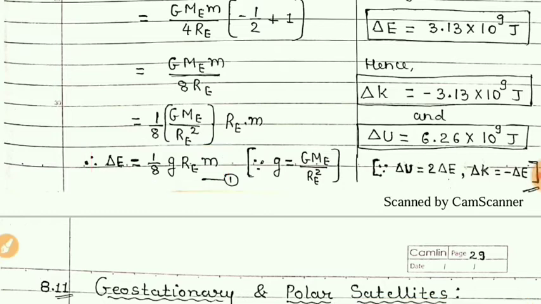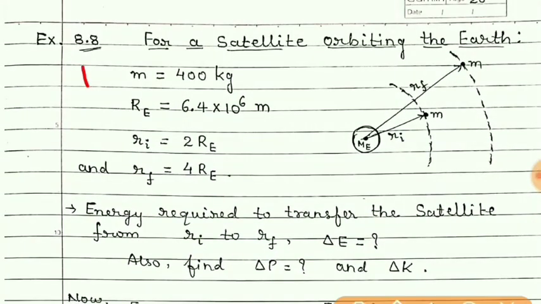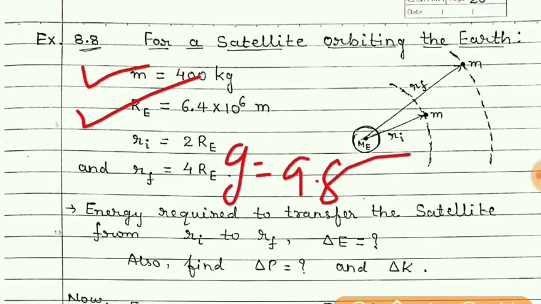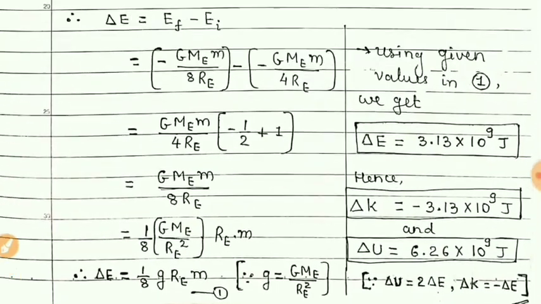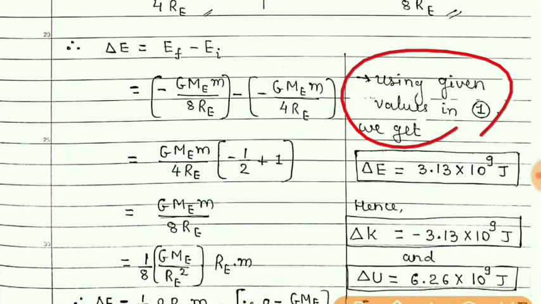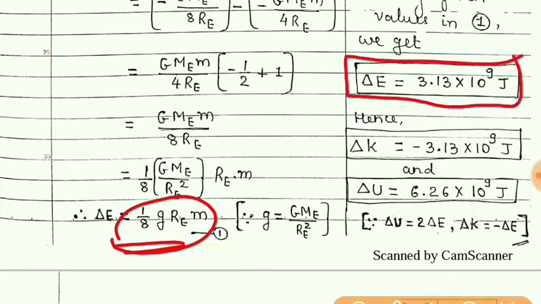Now students, when we put in the given values, the mass of the satellite is given, the radius of the earth is given, and g is 9.8. So just put these values in equation number 1, that is here. If you put these values, then you will get the change in energy, that is delta E, equal to 3.13 into 10 raised to 9 joule.